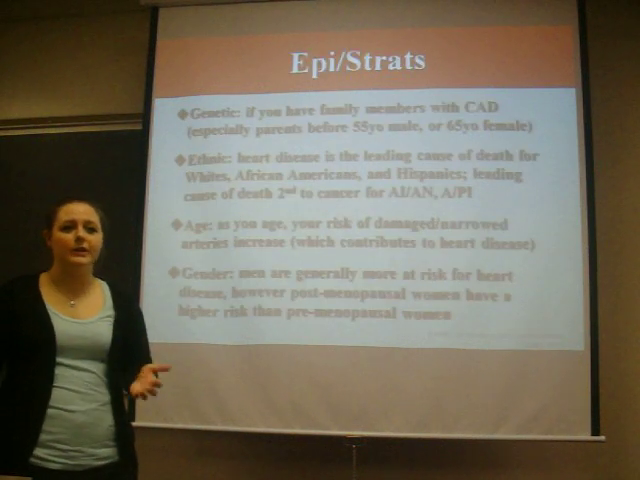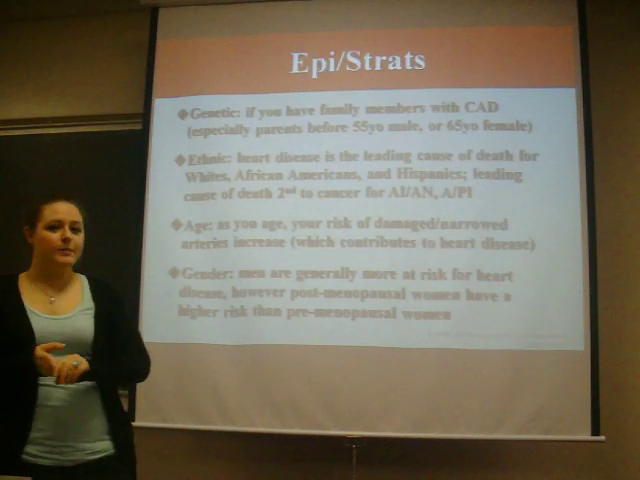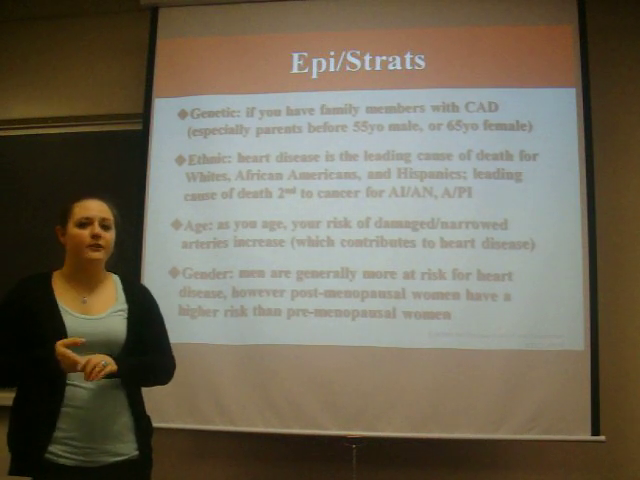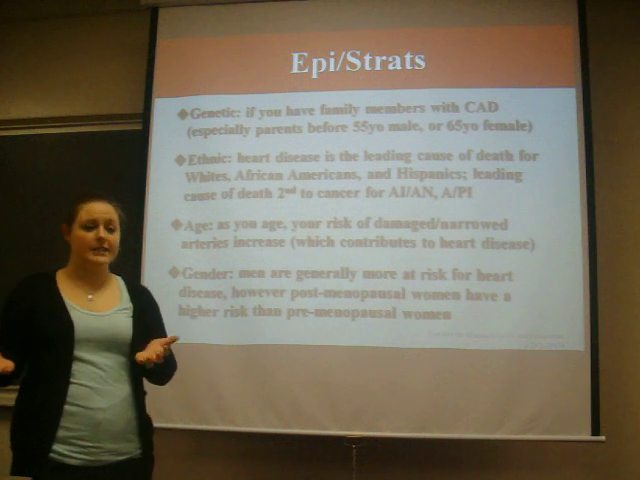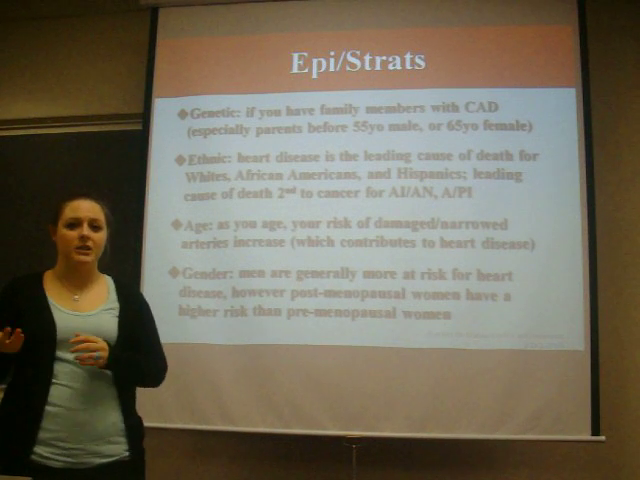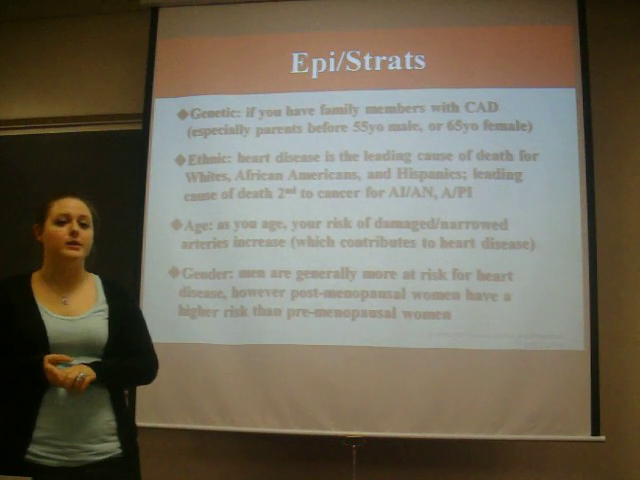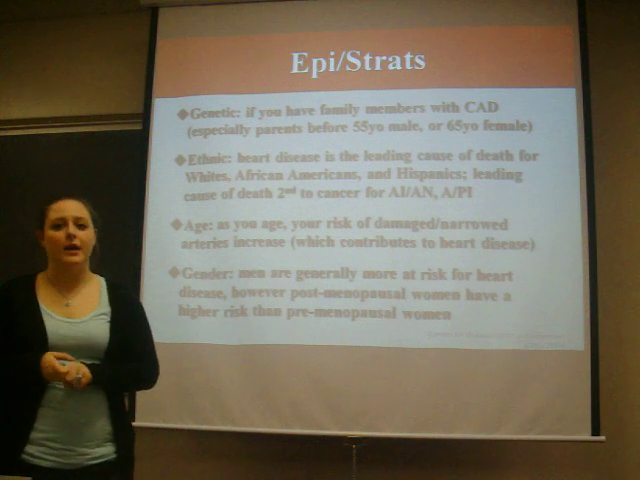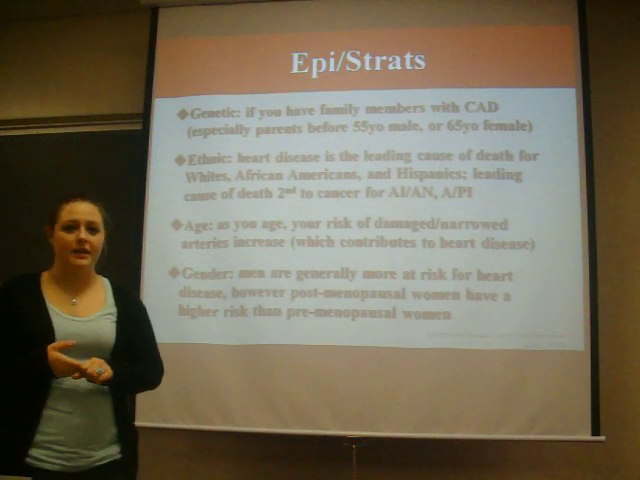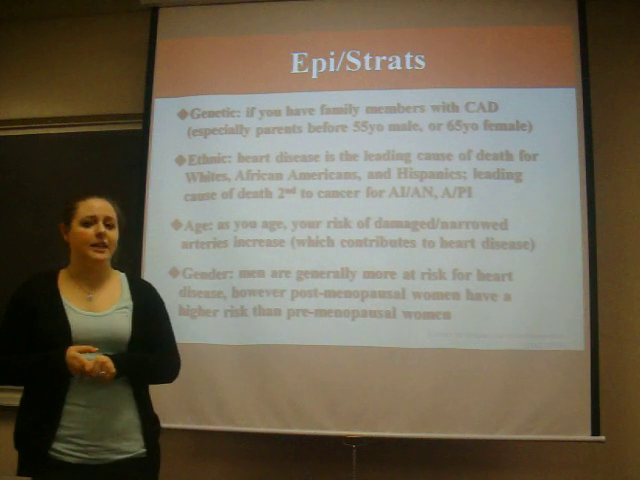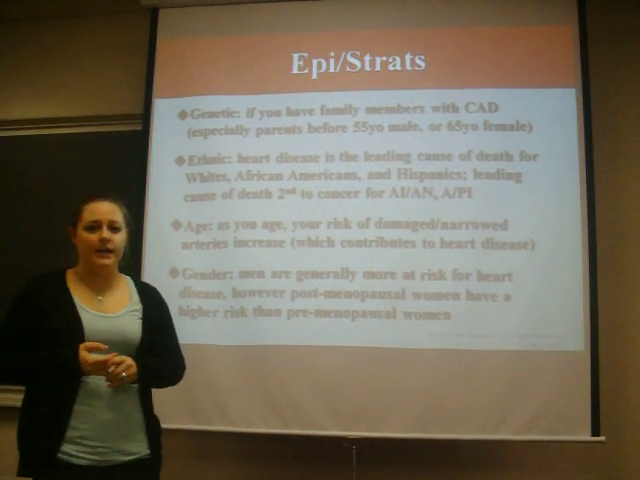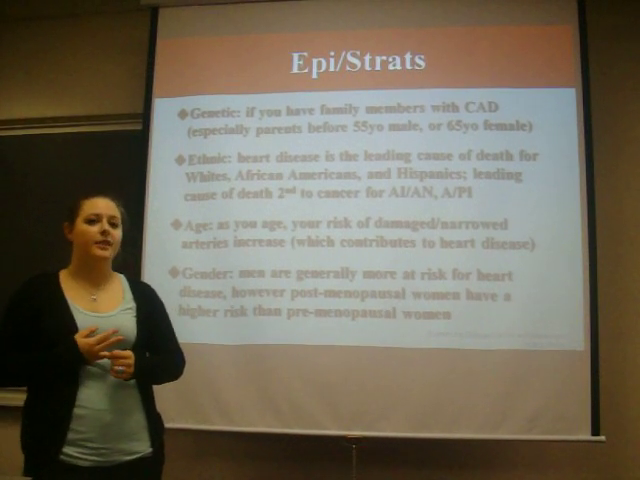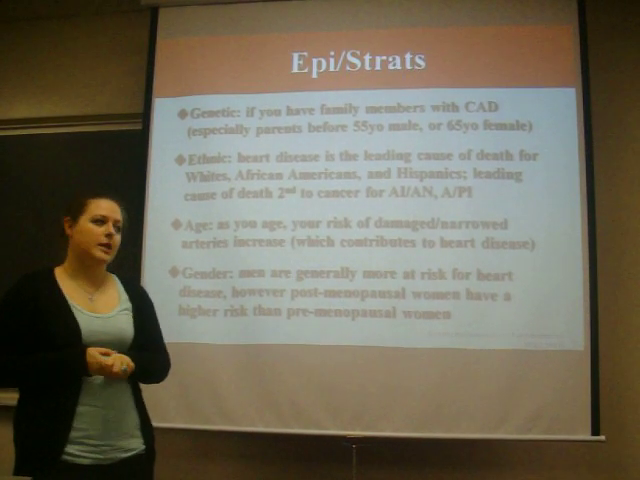So you may be wondering, who gets heart disease? There is a much higher incidence in those that have a family correlation. So if, like, your father had heart disease before age 55, there's much higher incidence, and as well with females under 65 who acquire heart disease. There's also a higher incidence among whites, African Americans, and Hispanics, and it's the leading cause of death for them. For American Indians, Alaska Natives, Asians, and Pacific Islanders, it's the second leading cause of death. So it's very prevalent in many populations.